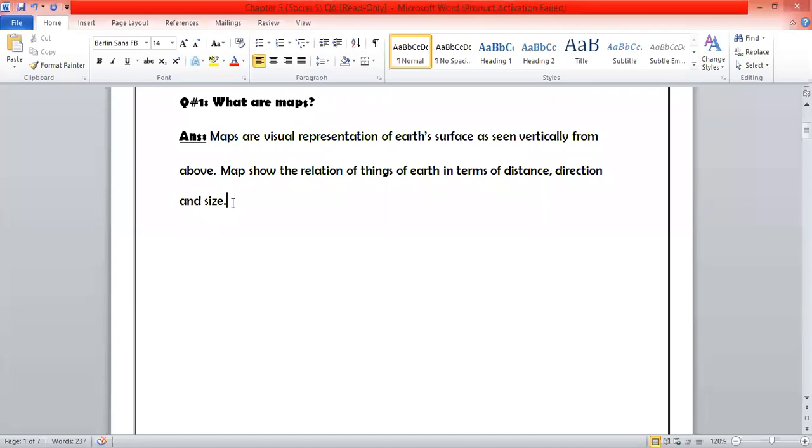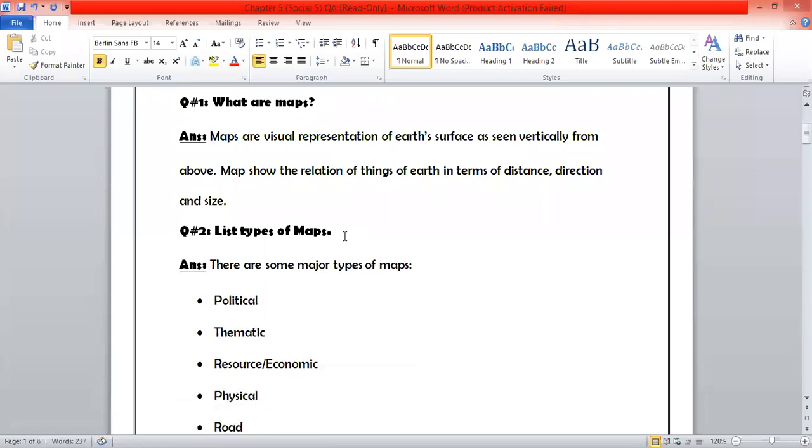So now question number two is coming on the screen. Question number two is saying, list types of maps. List means you just have to list, tell, or write the names. You don't need to explain it. Just write the types of map. So question number two is asking you to list the types of map.